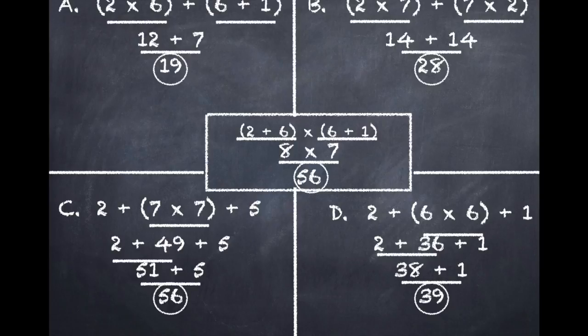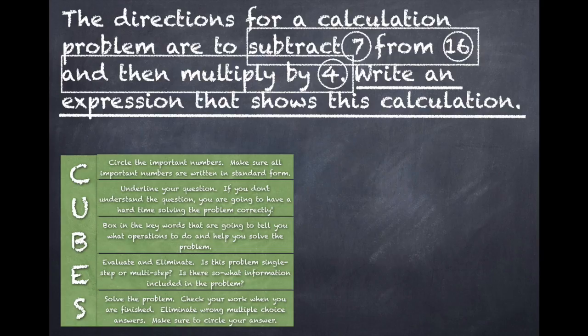Okay, a couple more problems. Let's look at one in which we're going to also have to write an expression. The directions for a calculation problem are to subtract 7 from 16 and then multiply by 4. Write an expression that shows this calculation. So on the screen, I've gone ahead and worked through cubes. Okay, C.